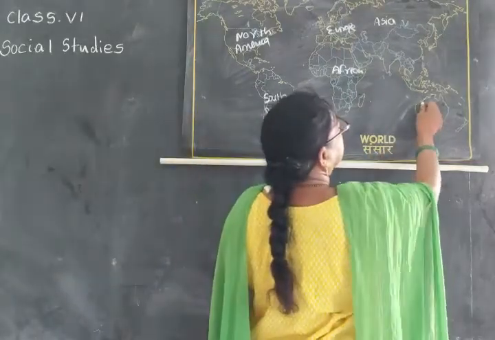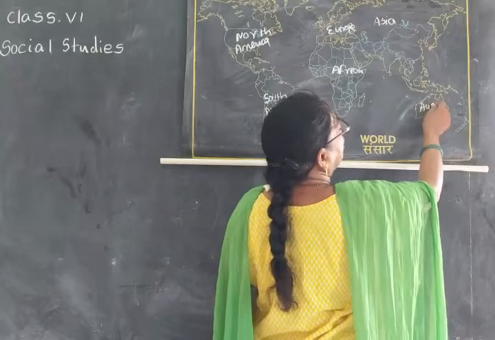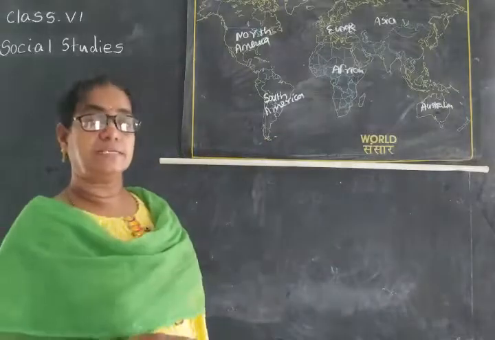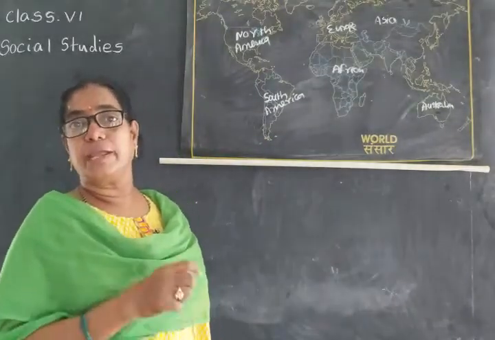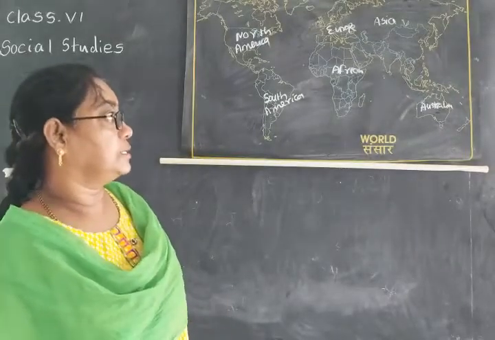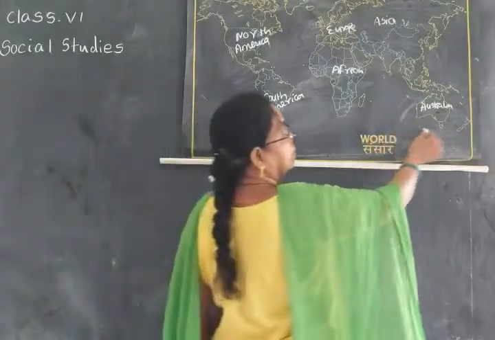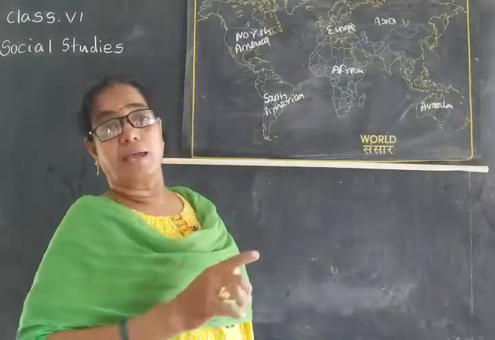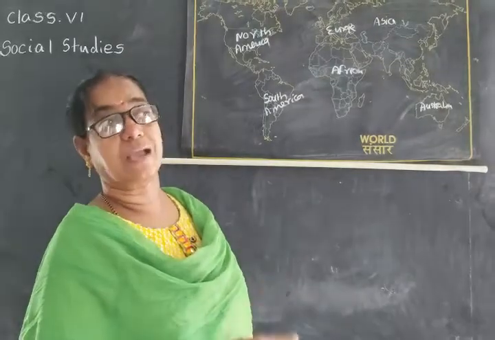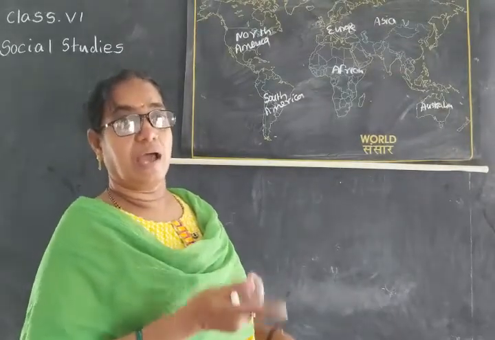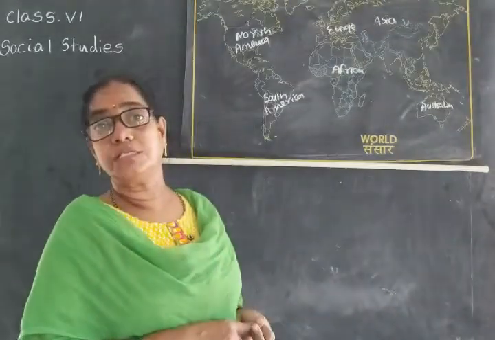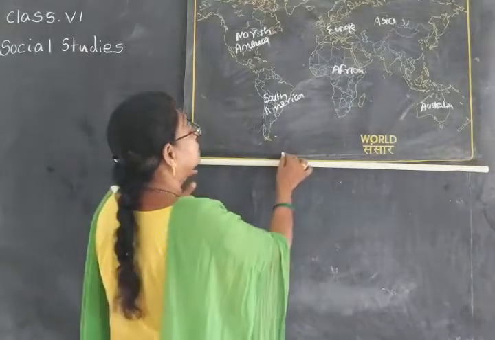Next one is Australia. It is an island continent and is located in the southern hemisphere. Australia is the continent completely located in the southern hemisphere. We are also going to explain what the southern hemisphere and northern hemisphere are. Around Australia there is an ocean, so Australia is surrounded on all sides by water. That's why it is called an island continent. Australia is an island continent, and also the smallest continent. And the last one is Antarctica.